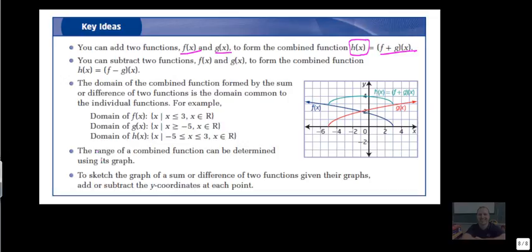You have to look for the range on the graph maybe. You can sketch all three, and the y values for each x value should combine properly. Okay?